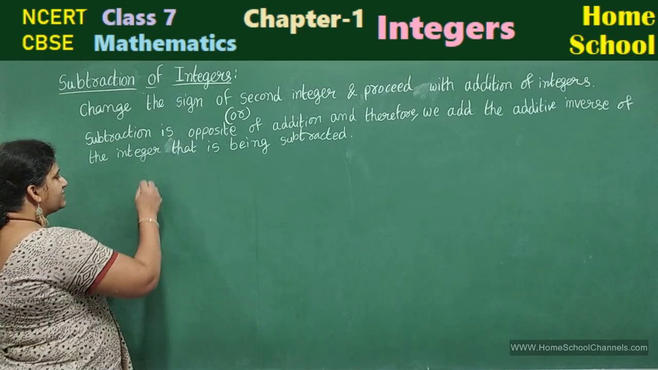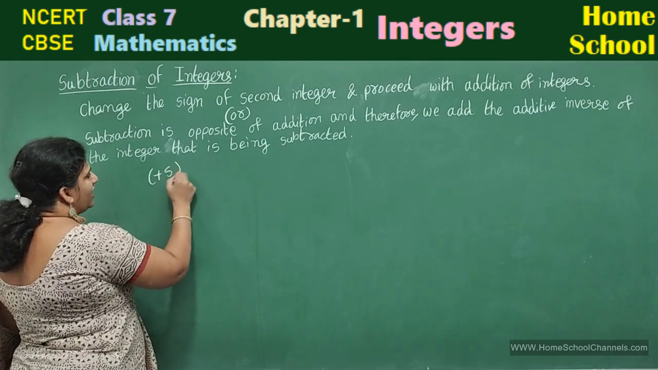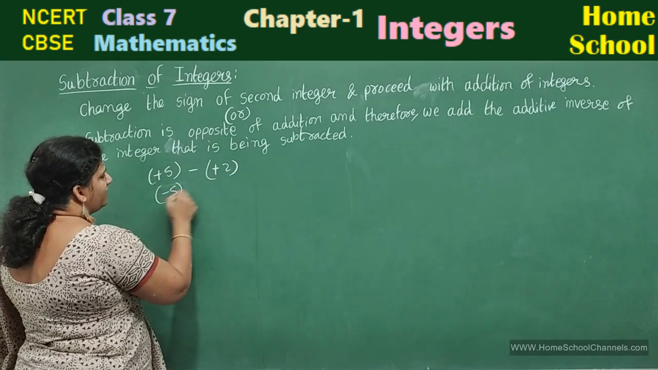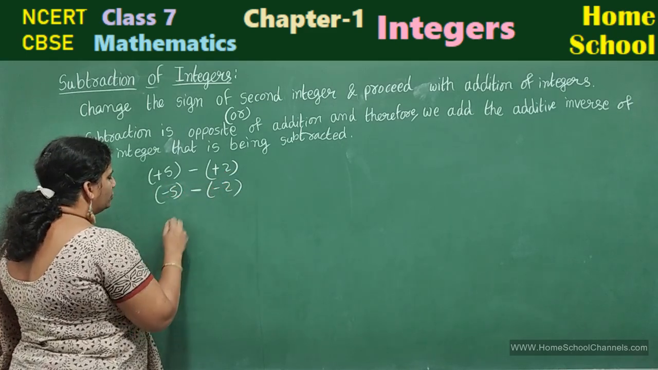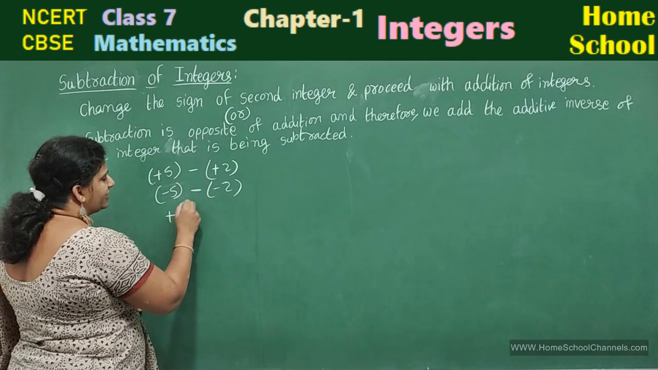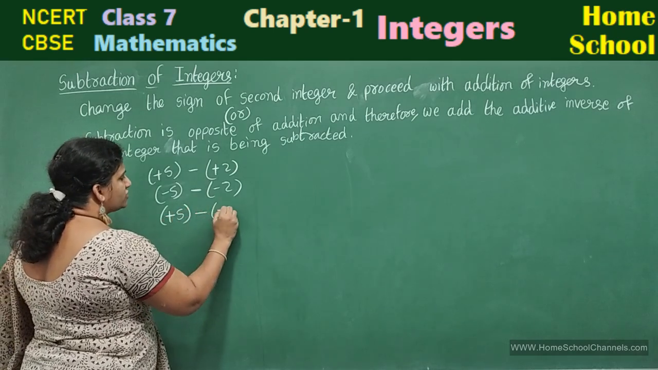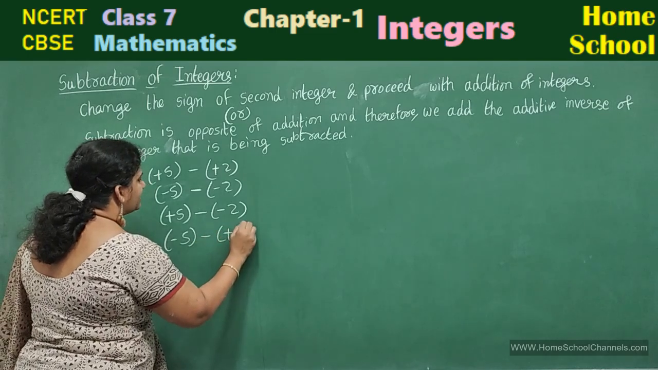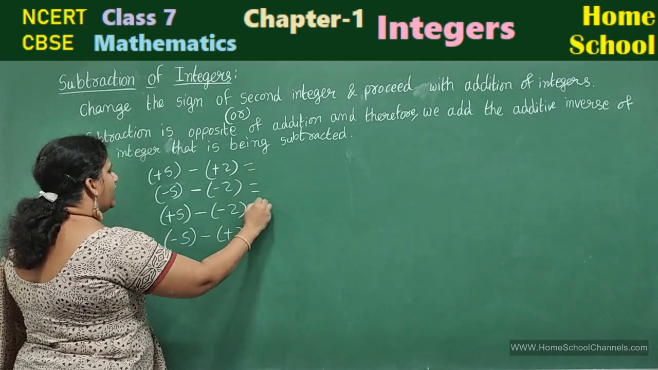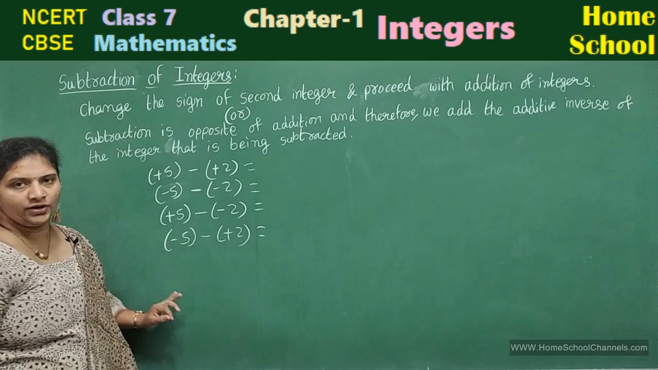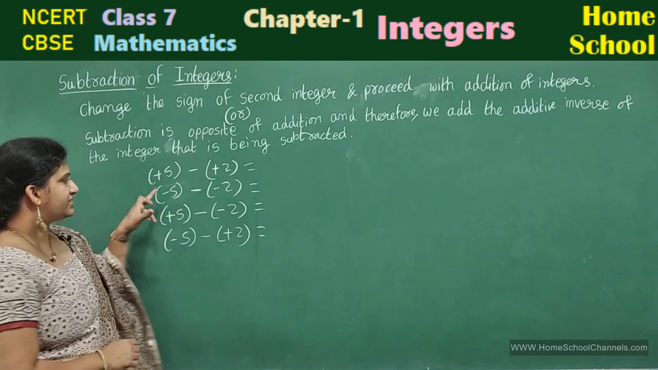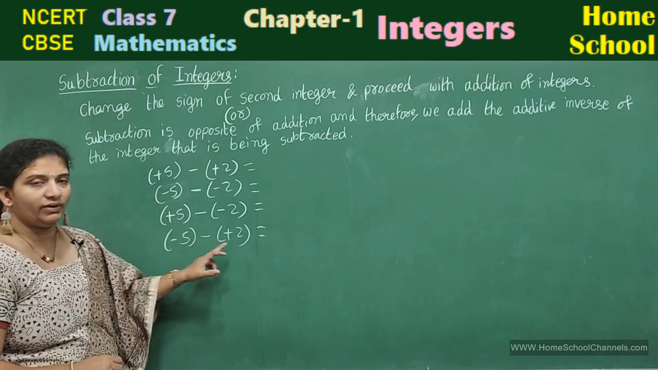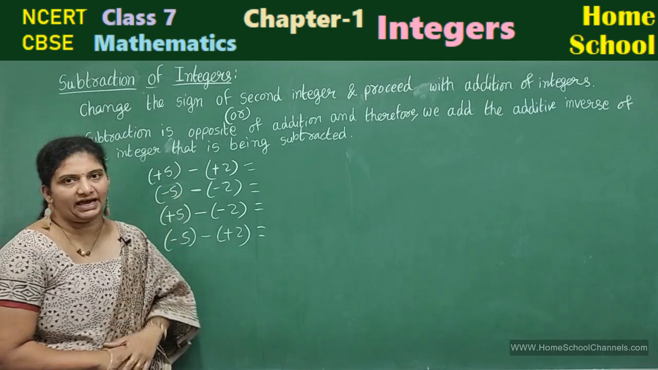Okay, let me take examples here. Plus 5 minus plus 2. Minus 5 minus of minus 2. And here different sign, plus 5 minus of minus 2. And minus 5 minus of plus 2. Okay. So now observe these four here, children. Two positive integers, two negative integers, one positive and one negative integer, one negative and one positive integers are subtracted.